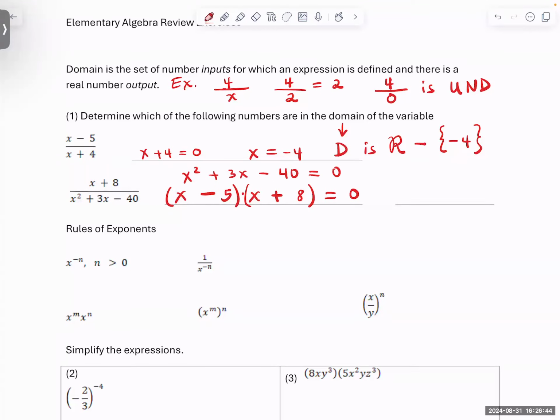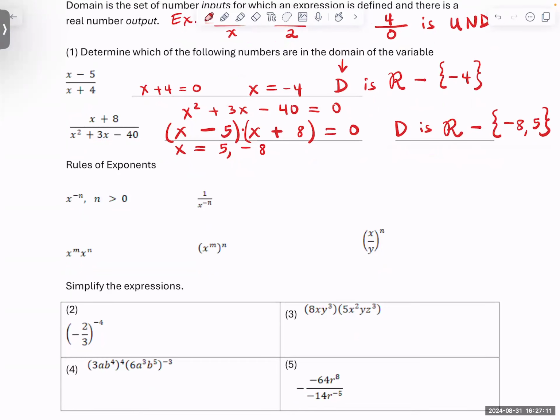So we want to exclude 5 and exclude negative 8 from the domain of all real numbers. So the domain D is the set of all reals except for these restricted values of negative 8 or positive 5.